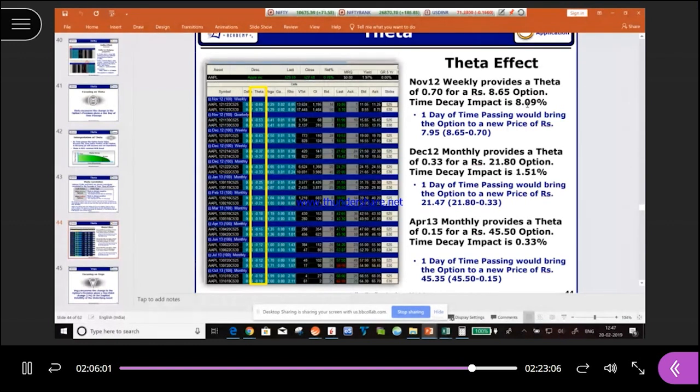Theta also has a second order derivative like gamma, but we are not interested in that. Even Vega will have it. Yes, as we are closer to expiry, the percentage amount that gets reduced is higher.